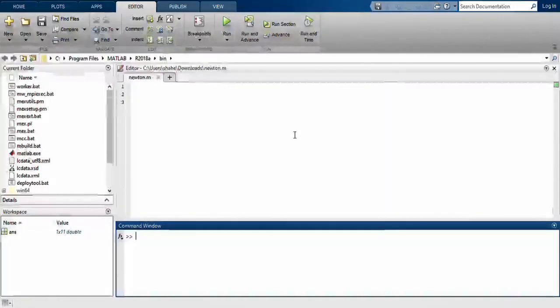Assalamu alaikum students. Today we will study Newton's method, the Newton Raphson method, in Matlab, and how to apply the Newton Raphson method in Matlab language. We will do the code by using the algorithm of Newton's method. So take a review of the Newton Raphson method.